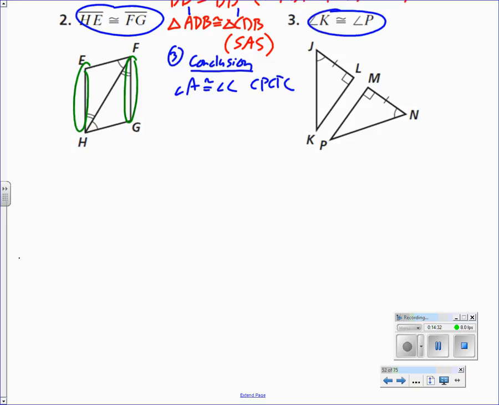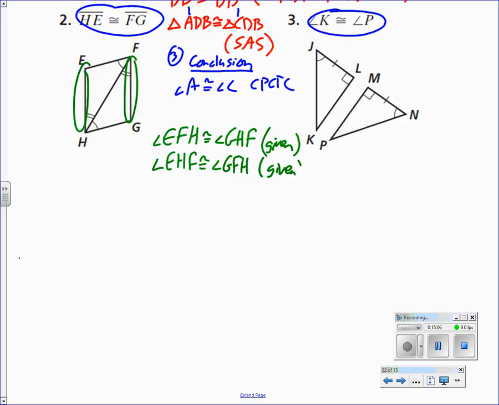We see there's two angles marked congruent. Angle EFH is marked congruent to angle GHF. Right, it's marked that way, so we write given. We also have angle EHF is congruent to angle GFH, and it's marked that way in the picture, so the reason we list is given.